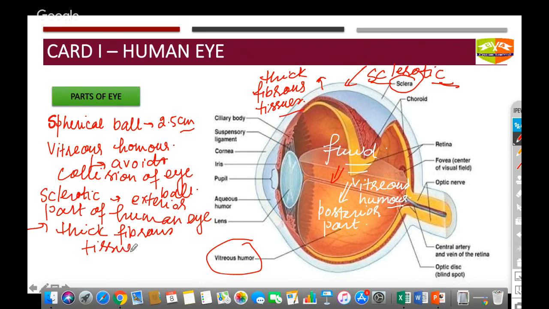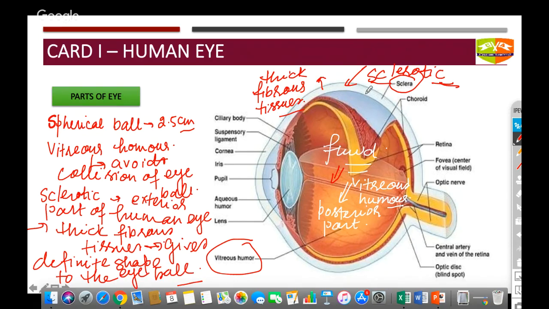And what does it do? What is the function of sclerotic? It gives definite shape to the eyeball. So the second particular part of the eyeball that I discussed is sclerotic, and the role of sclerotic is to give a definite shape to the eyeball.